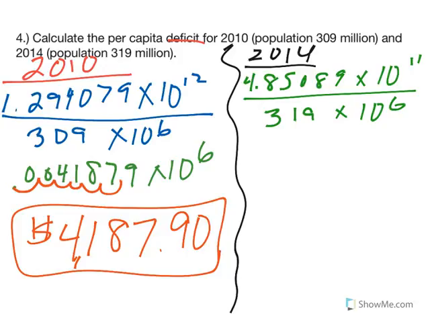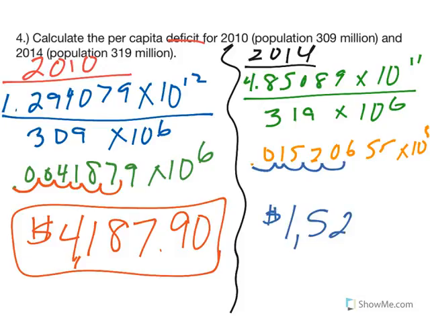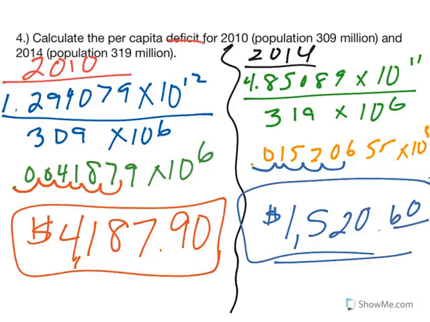So when we divide, I get 0.0152065 times 10 to the 5th. And when I move it over 5 places, 1, 2, 3, 4, 5, I end up with $1,520.60. So you can compare from 2010 to 2014 the difference in per capita deficit based off of our deficit, right? We had a smaller deficit in 2014, and therefore we have a smaller per capita deficit.